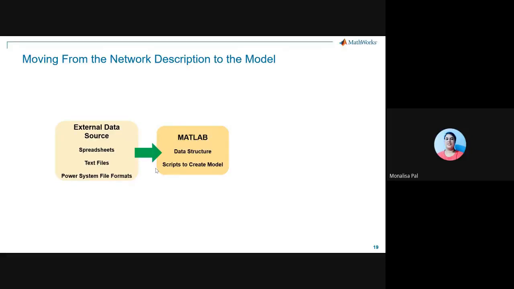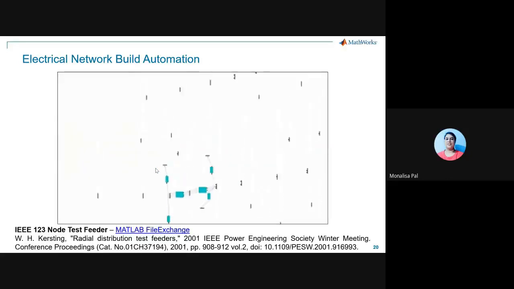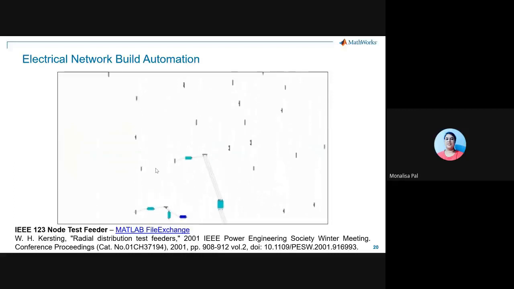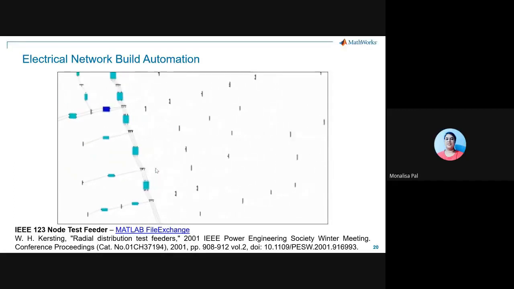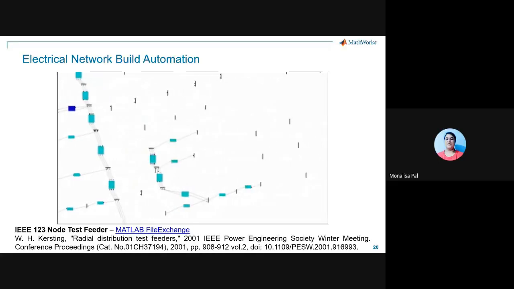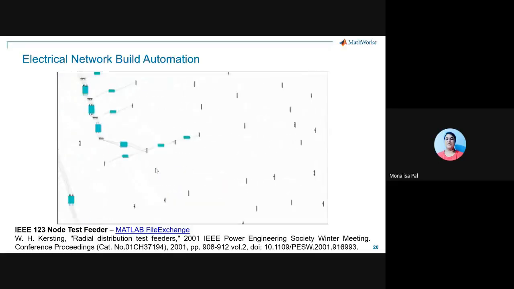Then different scripts are created to create the Simulink model, and this Simulink model and the speed growth ready solutions are then available to the users. So this is the general workflow for large scale electrical models. So this is an example. This is the IEEE 123 node test feeder, and imagine the amount of click and drag that you have to do, and you can mix up in the system.